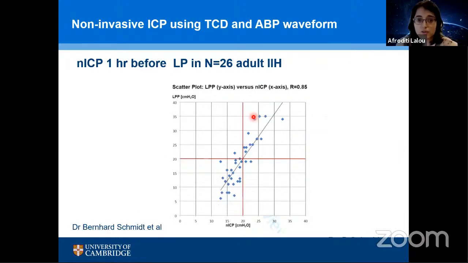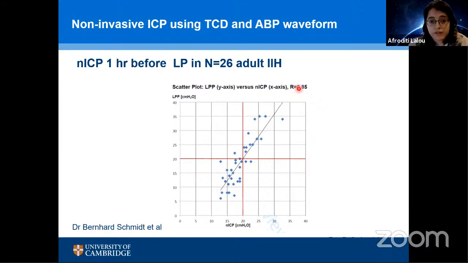Understanding now the limitations of using ICP as a snapshot measurement, and understanding the importance of using appropriate methodology in estimating ICP, we can move on to a new era and move on to non-invasive ICP. In IIH, we do not currently have a lot of data on non-invasive ICP, but this is data from transcranial Doppler, where, to fine-tune the methodology against lumbar puncture, we can see that we can reliably assess ICP using transcranial Doppler in these patients. The number can be just as reliable as lumbar puncture.